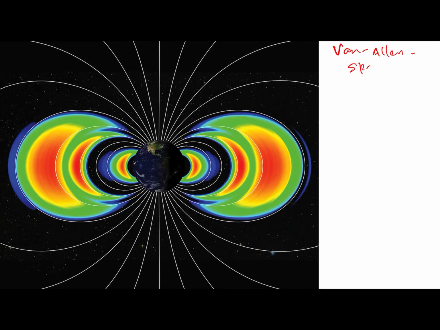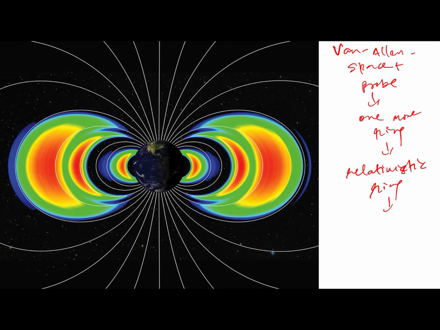Now, in the year 2012-13, a space probe called the Van Allen probe was launched by NASA. Even later, the Explorer 1 and others also, that space probe discovered one more ring. This one more ring is even more outermost than the previous inner and outer, and this is called the relativistic ring. Here the electrons are moving at relativistic speed. So what is relativistic speed? It means a speed equivalent to the speed of light, around 3 into 10 raised to power 8 meters per second.